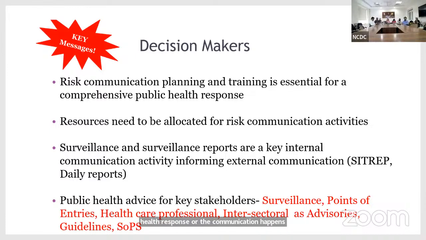So with this communication, when we go to the decision makers, our public health advice is first and foremost given for the key stakeholders, like the integrated disease surveillance program, communicating the risk to them that they need to enhance surveillance. Then the points of entry, that they need to be a little more vigilant about international travelers, and the healthcare professionals, so that if they have any suspect case, what they need to do. And this is released in the form of advisories, guidelines, and SOPs.